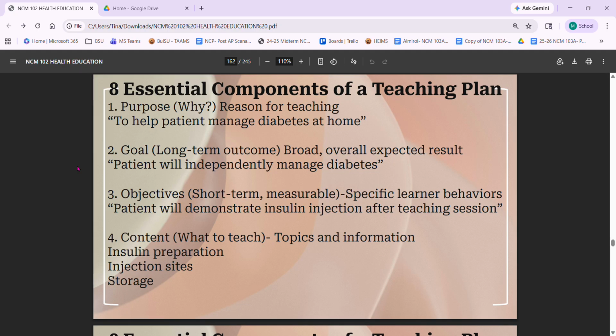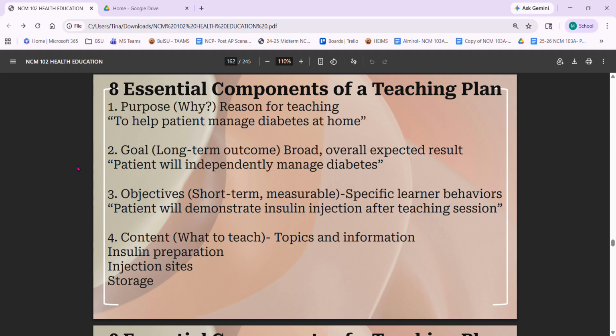So, what are the 8 essential components of a teaching plan? First, you have your purpose. Why? The reason for teaching: to help the patient manage diabetes at home. Next is the goal. What is your long-term outcome? As we mentioned, a goal is broad, overall, expected: the patient will independently manage diabetes.